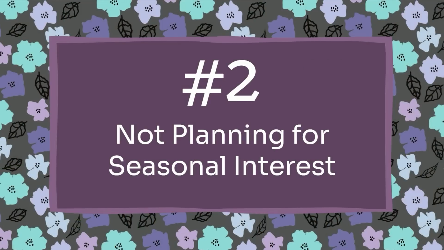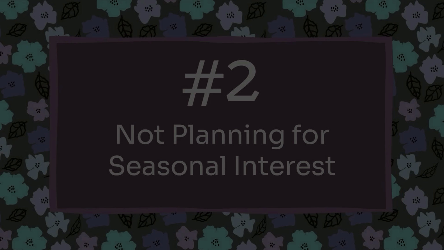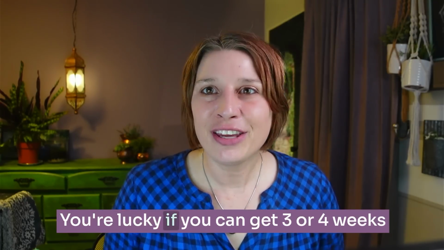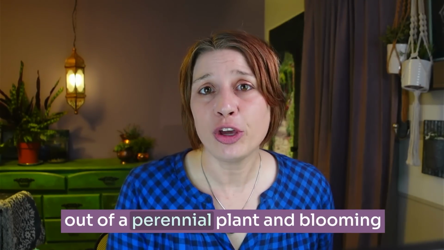Mistake number 2 when it comes to plant selection is not planning for seasonal interest and choosing plants that bloom throughout the different seasons in your garden. This is another really common one because a lot of times when people plant perennial plants, which are the ones that come back year after year, they don't typically have a really long season of bloom. You're lucky if you can get 3 or 4 weeks out of a perennial plant blooming.